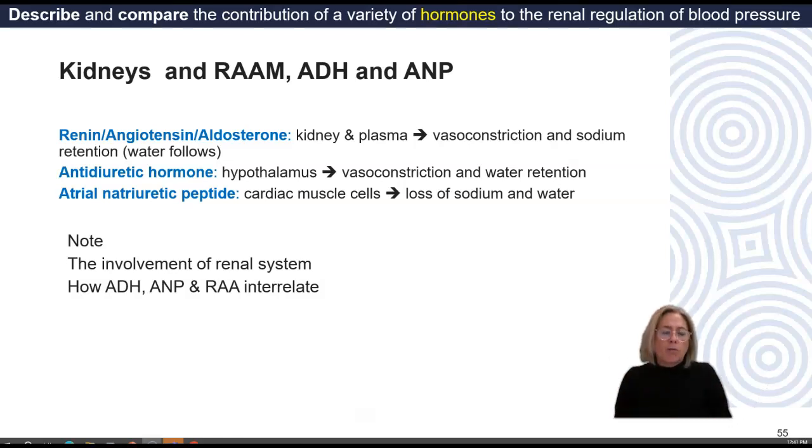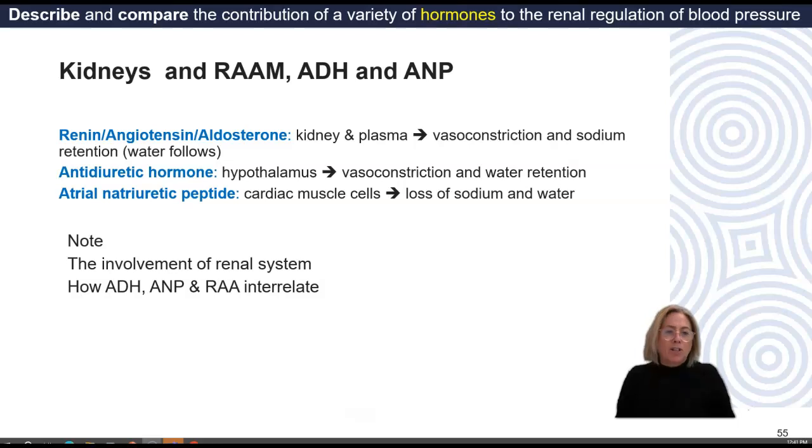Antidiuretic hormone, of course, involves the hypothalamus, those osmoreceptors in the hypothalamus, release of antidiuretic hormone then from the posterior pituitary. And the net effect of antidiuretic hormone release is vasoconstriction and water retention to increase your blood pressure.